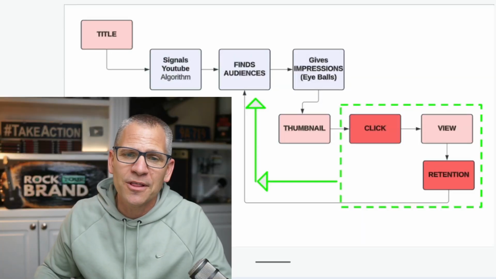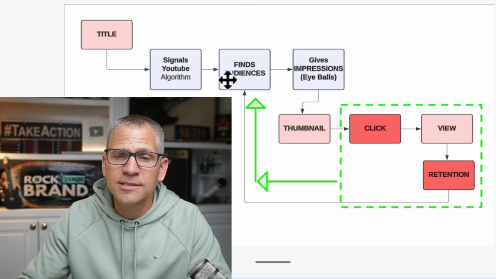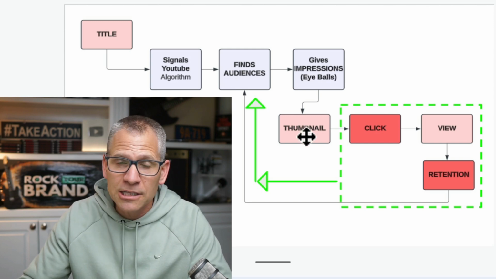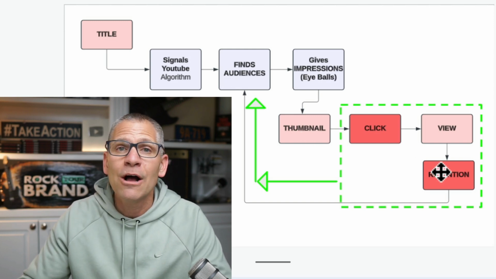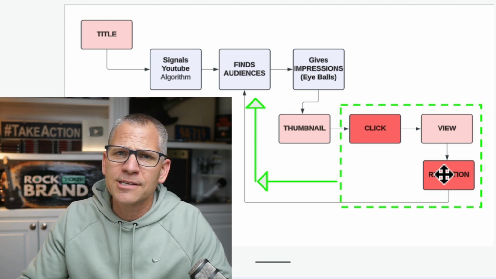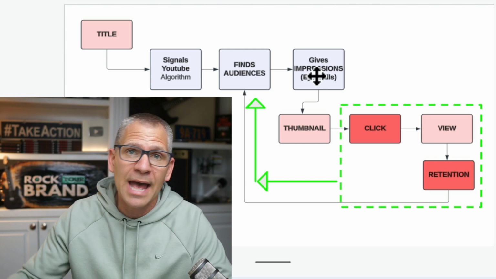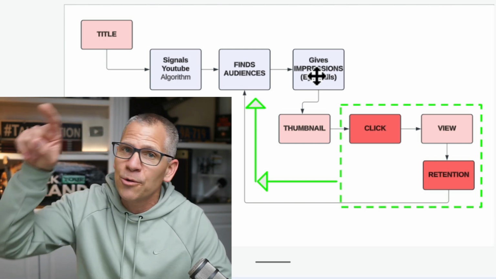And if we do that, we're going to be able to have the title, signal the algorithm, find the audiences, give us impressions, get the click on the thumbnail, and then from there, hold that retention so it tells the algorithm, hey, go find more audiences that this video might do well with. And then it does it. And then if it does well again, guess what? It just keeps that flywheel spinning.